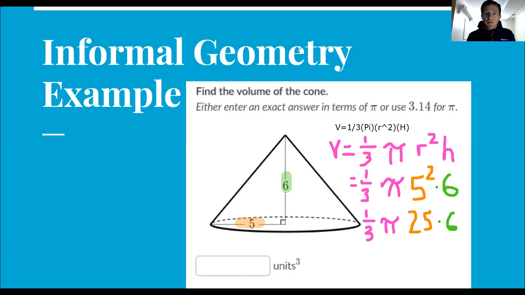25 times 6 is 150. And 1/3 is 1/3. If I go 1/3 times 150, it's just 50 pi, which you can leave like that, or you can use the decimal approximation with your calculator if you want. So that is how you would do a cone volume problem like that.